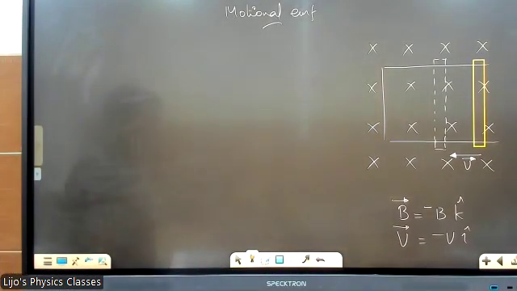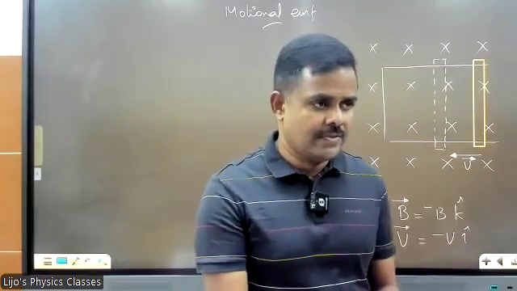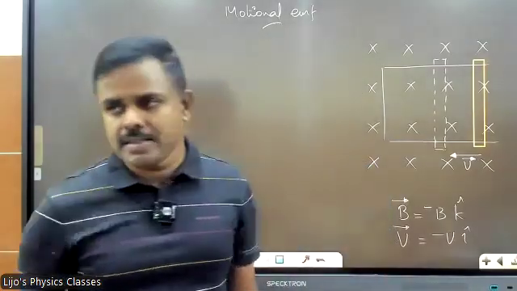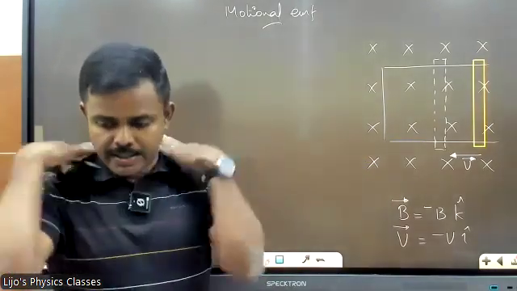So I know my magnetic field is into the board. I also know that the velocity is to the left. Okay, let us analyze the situation. You can write.